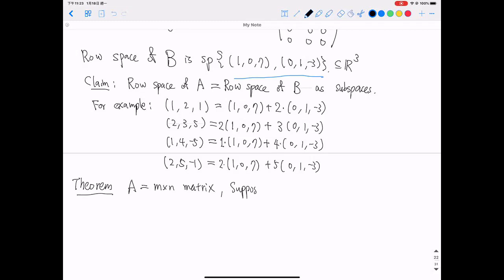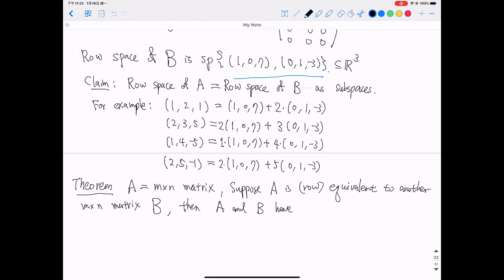Suppose A is row equivalent to another n by n matrix, say B. Then A and B have the same row space.